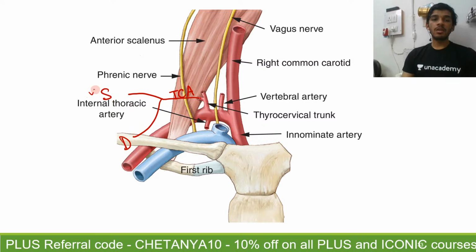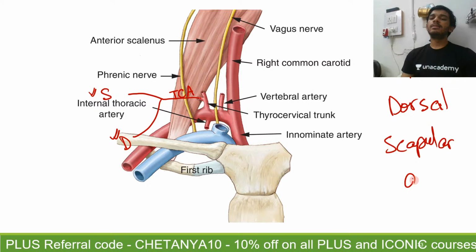Now the superficial branch is always present. It is a constant branch. Then there is another branch known as the deep branch, which may or may not be present. If it is present, then the third part will not give the dorsal scapular artery. Basically, the dorsal scapular artery and this deep cervical artery essentially have the same function. They have to do the same thing.